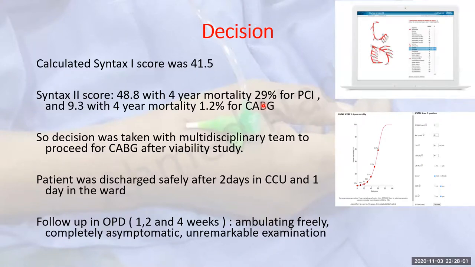So the patient actually was kept in the CCU for 2 days only, and one more day in the ward. And he was discharged, coming to my clinic wearing a cap, actually, directed backwards, wearing his Adidas, and moving freely. And we followed him up actually at 1, 2, and 4 weeks. And he was completely, completely asymptomatic.